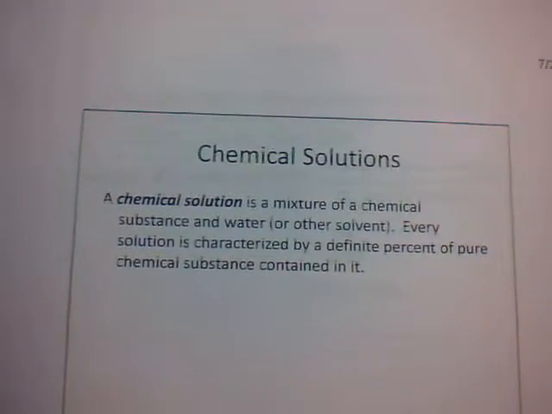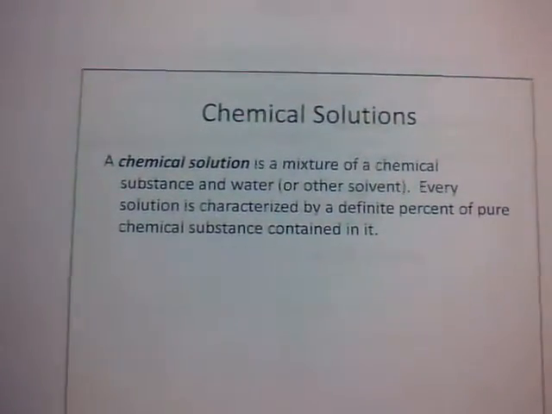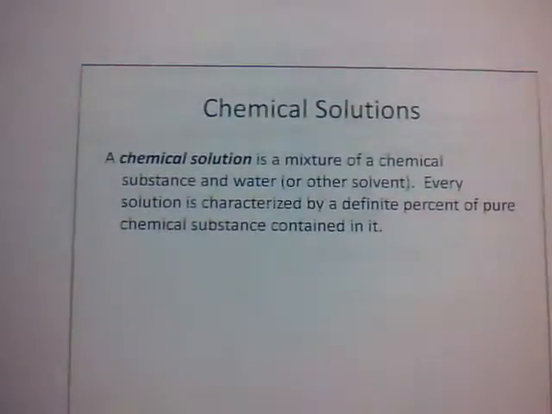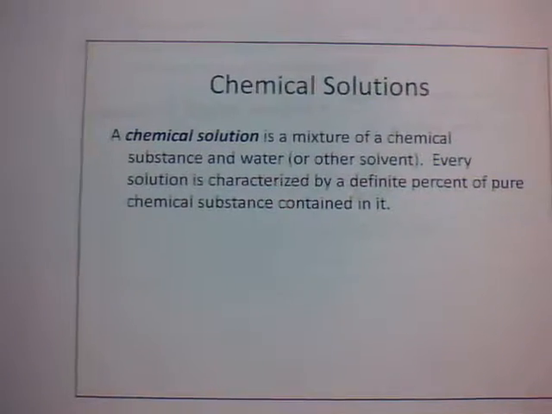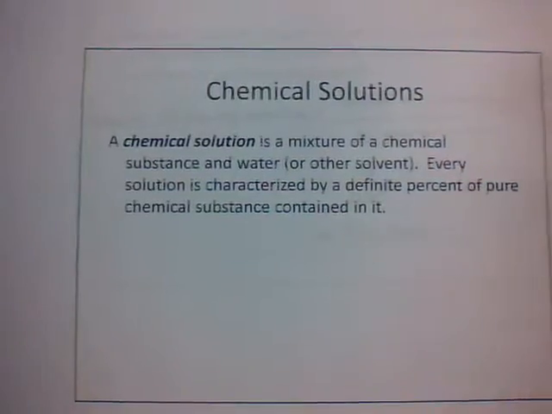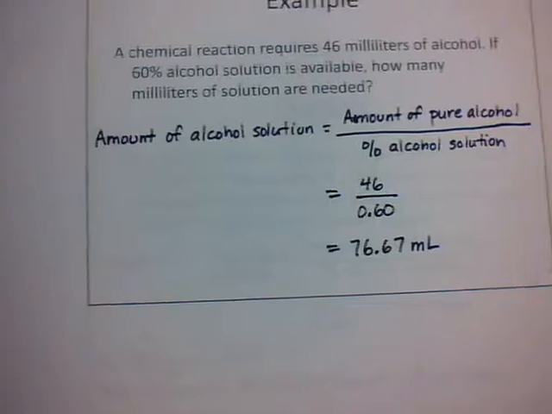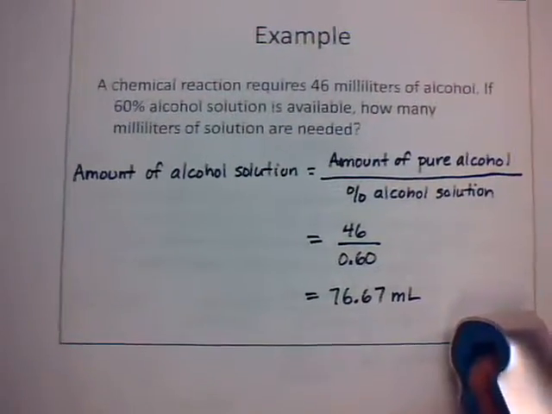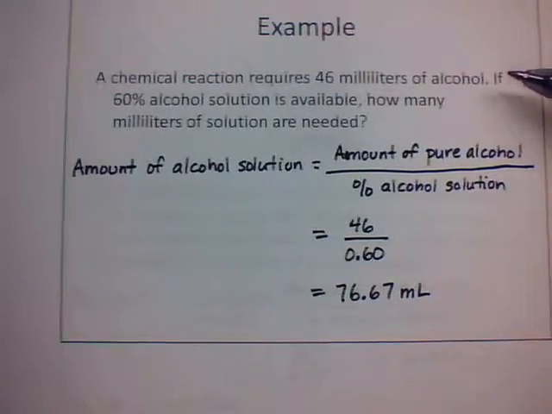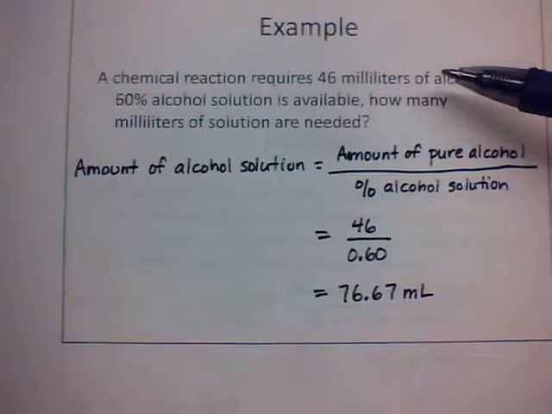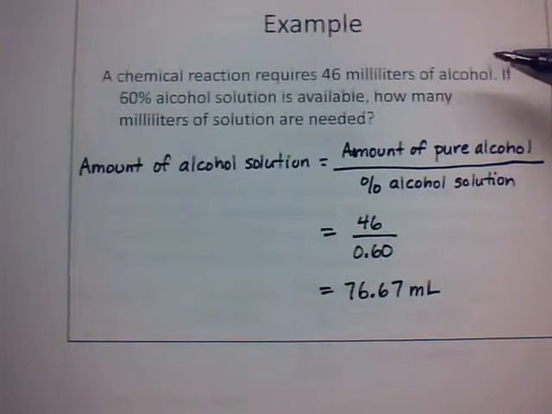And also we'll look at chemical solutions here. It is a mixture of a chemical substance and water or other solvent. Every solution is characterized by a definite percent of pure chemical substance contained in it. Like in this particular example here. A chemical reaction requires 46 milliliters of alcohol. If 60% alcohol solution is available, how many milliliters of a solution are needed?